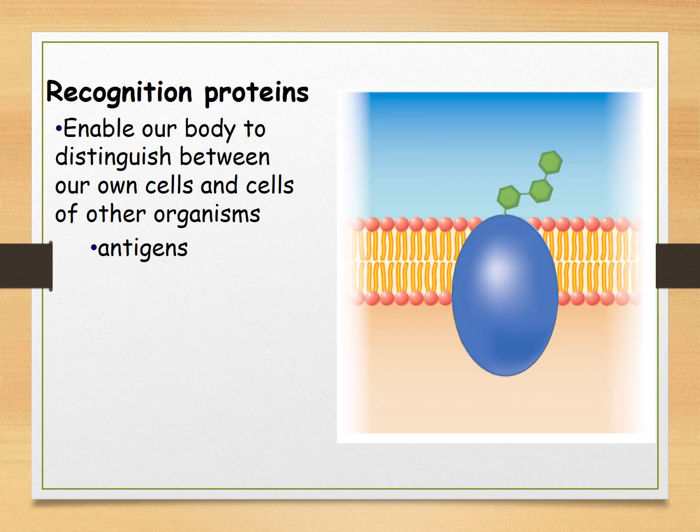Sometimes the proteins that are found within the phospholipid bilayer are recognition proteins. Recognition proteins enable our body to distinguish between our own cells and the cells of other organisms, and these other organisms may be pathogens. Recognition proteins used in this way are commonly called antigens.